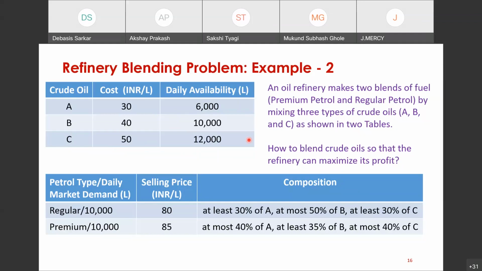So basically, you want to know how do I blend A, B, C and produce regular petrol and premium petrol so that I can maximize the profit. So what should be my decision variables? Now the decision variables, it's not difficult, but it is again not as simple as the previous problem.